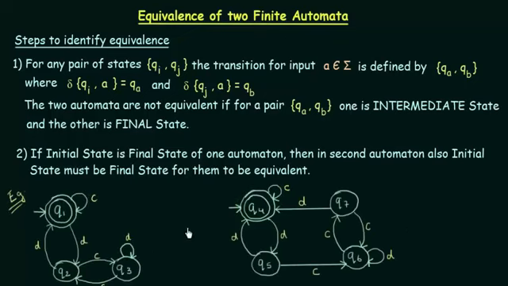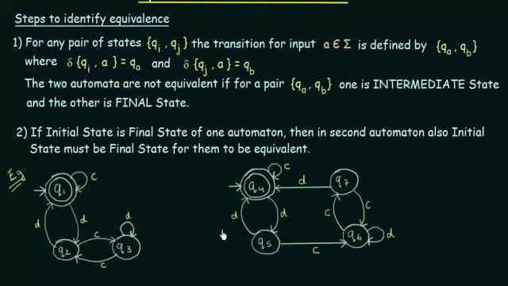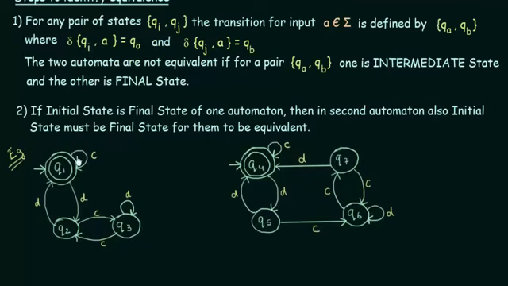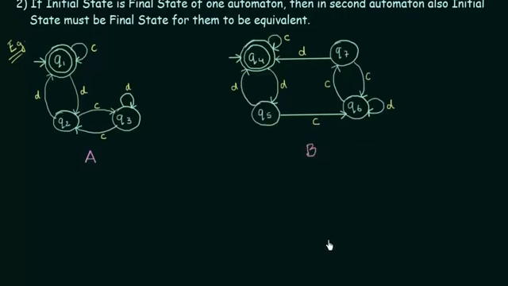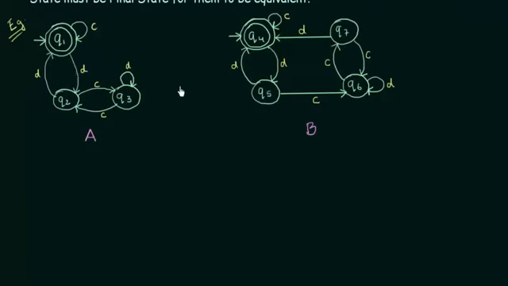Here we have an example with two automata. This is the first automaton and this is the second automaton. Let me call them by names: this is automaton A and this is automaton B. To check whether these two automata are equivalent or not, I will make a table where I will write the pairs of states. And if you notice, in these automata the inputs are C and D. So here I'll write for input C and here I'll write for input D.